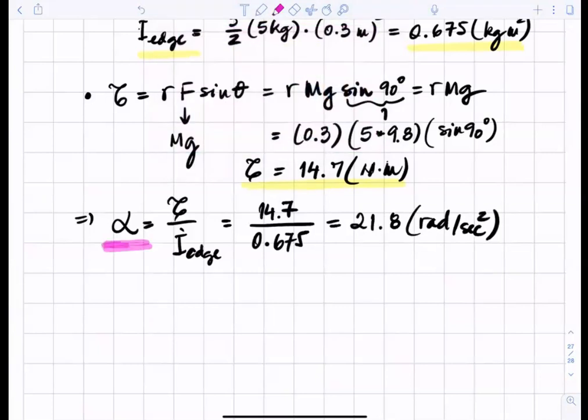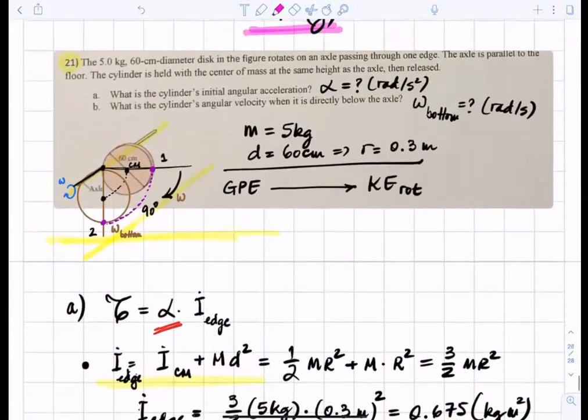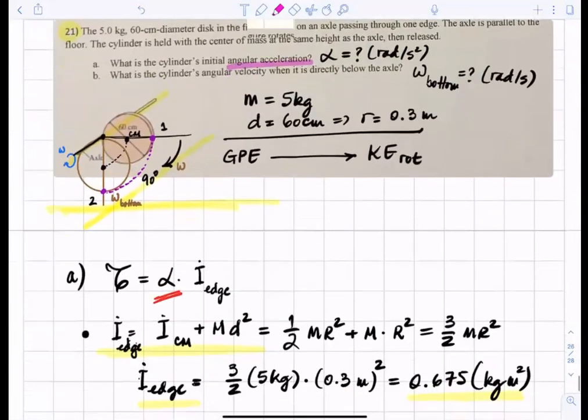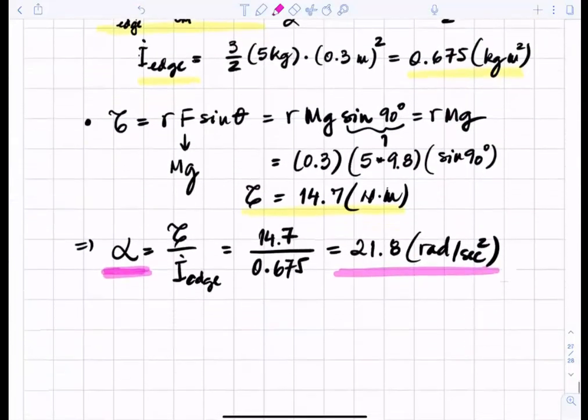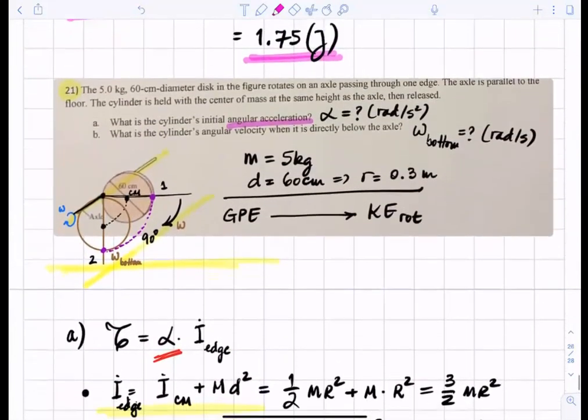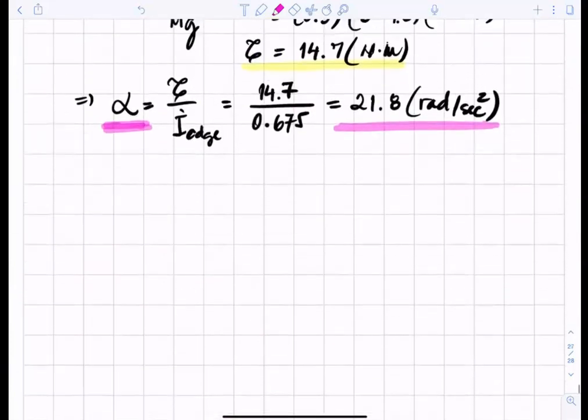All right. So here it is. We answered the first part of the question. What is the angular acceleration? Alpha, we just found it, 21.8 radians per second squared. And now the second question, or part B, is what is the disk or the cylinder's angular velocity when it's directly below the axle? So they don't ask you the time. You cannot use the rotational kinematics here, but we have to use conservation of energy.